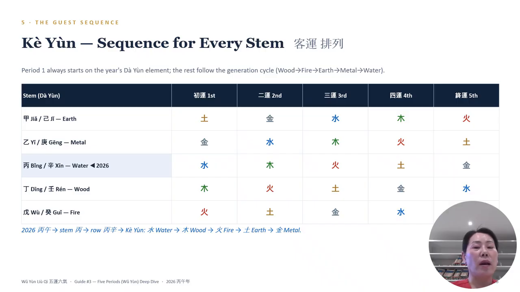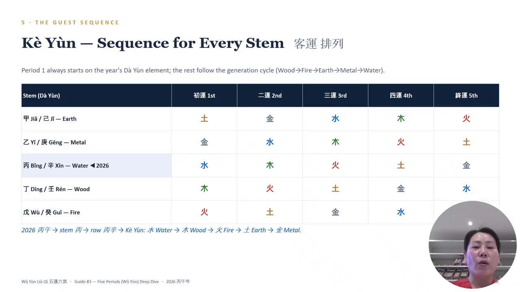So to use the table, you find the row for your year system and read across to get the 5 guest elements. Take our highlighted row, the being seen water row, which is 2026. The first period starts on water because the Darwin is water. Then follows the cycle: water, then wood, then fire, then earth, then metal.